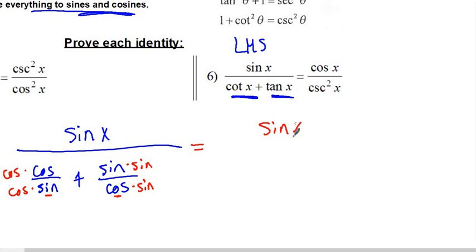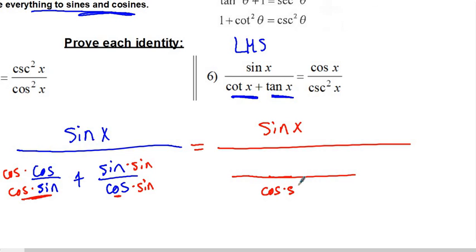So we have sine of x on the top. We have our new denominator. I'm just going to combine these. Our new denominator is cosine times sine. This right here is cos squared, so that's going to go right here. And I'm just skipping a step. We're combining these because we already know it's a common denominator. This is sine squared, so plus sine squared.